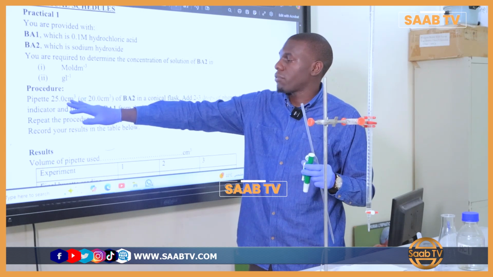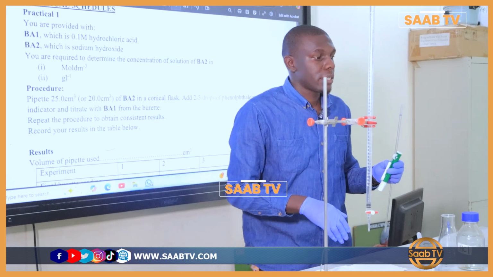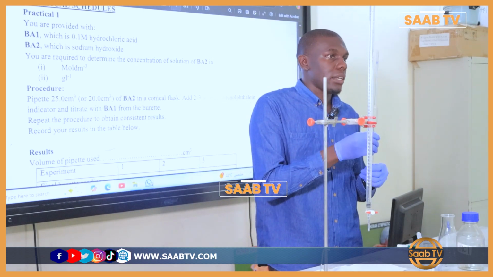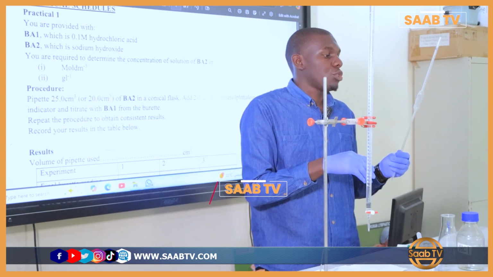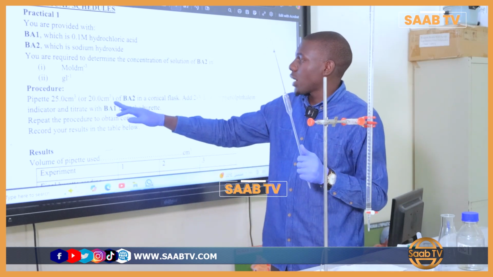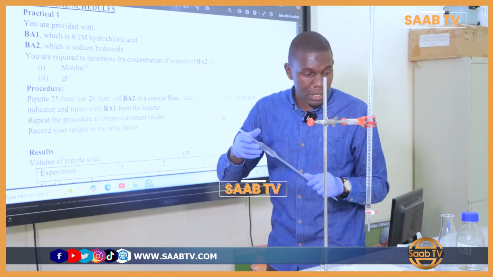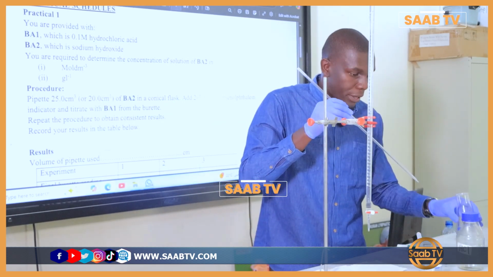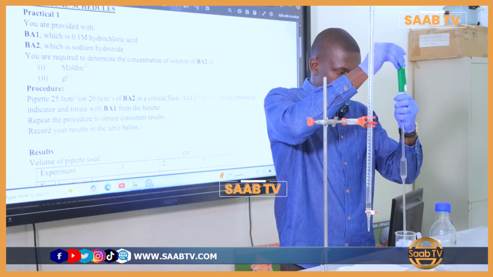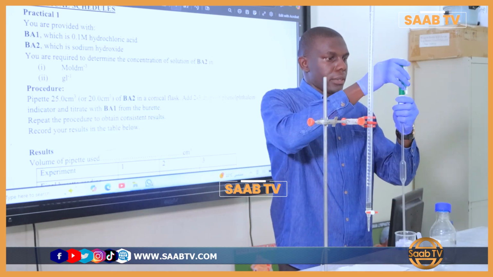We are going to pipette 25.0 or 20.0 cubic centimeters, depending on the pipette. Some pipettes have 25, others have 20, others have 15. Is that clear? So depending on the pipette that you're going to use, the one I'm going to use is 25. Then we're going to put 25 of BA2. BA2 is sodium hydroxide. We place it in a conical flask. That is the first step we're going to do. So I get my pipette. So sodium hydroxide is here. I use my pipette filler.